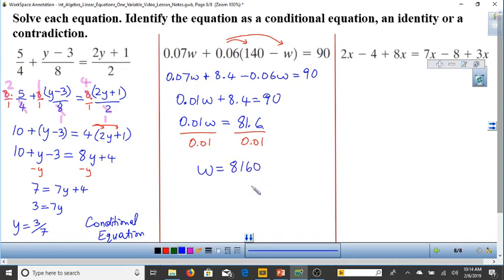So we do 0.07 multiplied by 8,160, and then plus 0.06 multiplied by 140 minus 8,160. And then we work that out, and it turns out that both sides work out to be the same. So that means my solution is 8,160, and we're talking about a conditional equation.